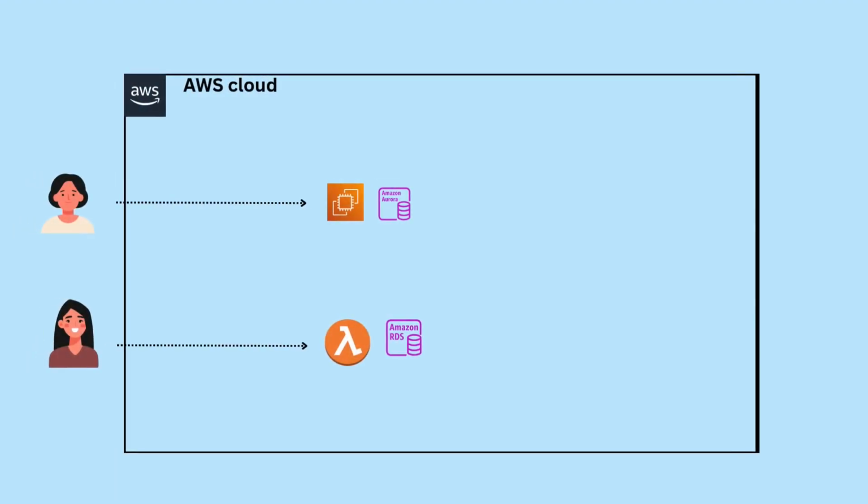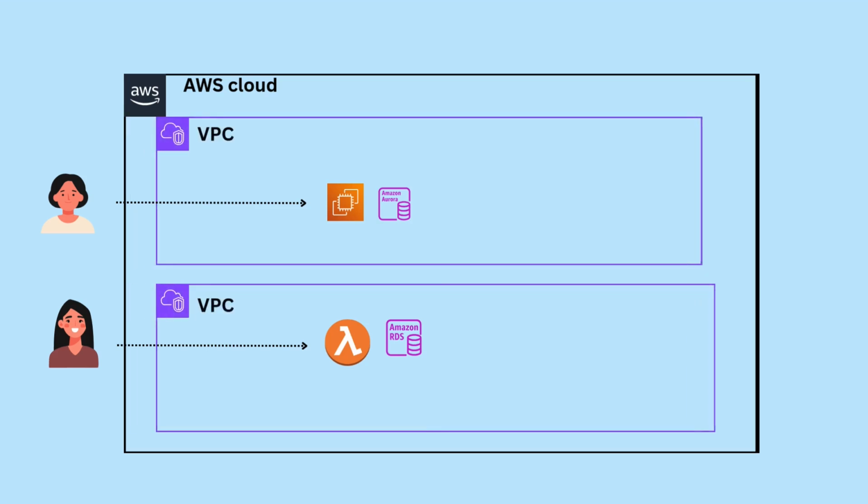Now let's assume there are two people using the AWS Cloud, using different services, and their networking setup is also different. How will AWS make sure that their networks do not conflict with each other and their resources are secure inside the AWS Cloud? That's where VPC comes in. A VPC is an isolated virtual network inside the AWS Cloud.